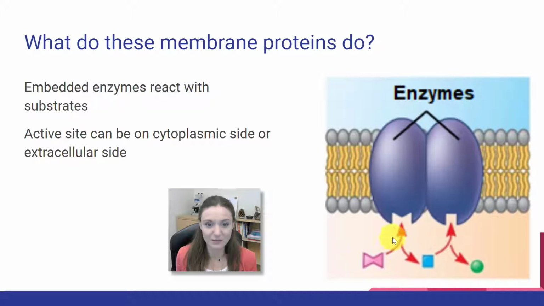It's going to react with the substrate, changing it from that bow tie shape to the square. That square then activates the next enzyme and it gets changed into a circle. We're showing the active sites on the cytoplasmic side right now, but they very well could be on the extracellular side out here as well.